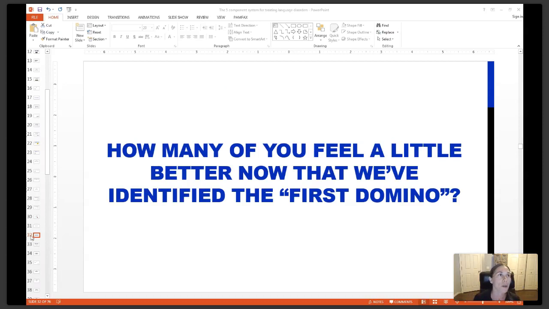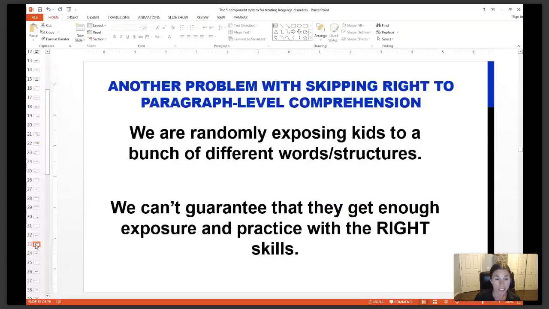Okay, so I'm going to move on here. I'm going to talk a little bit more specifically about the what in those key areas of vocabulary. Obviously, another problem with skipping right to paragraph level comprehension is that we're randomly exposing kids to a bunch of different words and structures, and we can't guarantee that they get enough exposure and practice with the right skills.